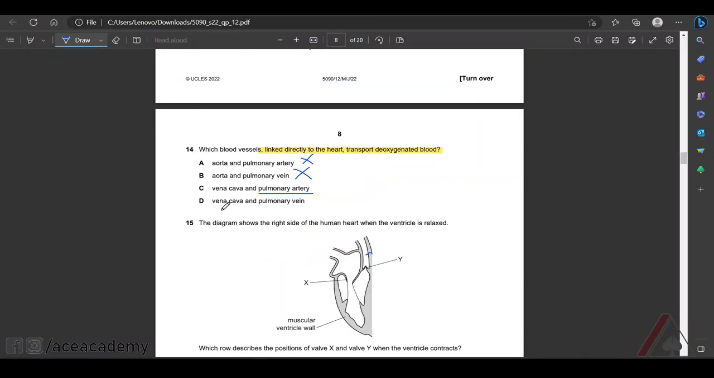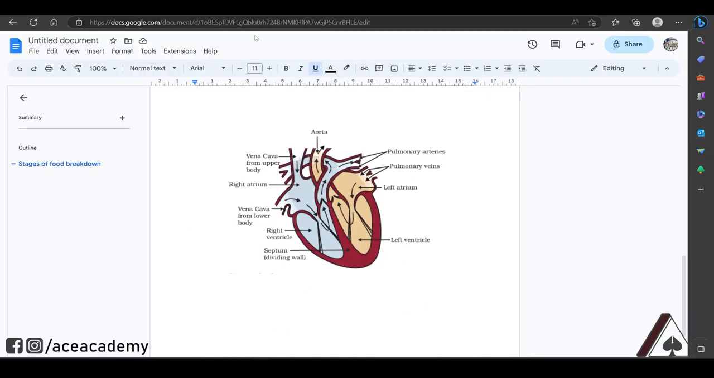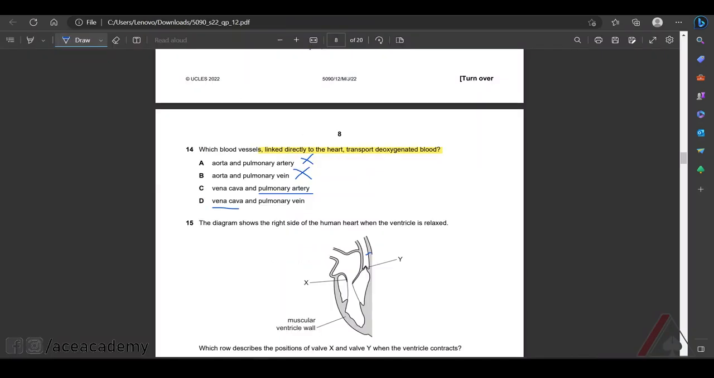But just to be sure, let's look at D. D says vena cava, which is right, and pulmonary vein. No, the pulmonary vein, as we can see, is in the yellow region. It carries oxygenated blood from the lungs. So our only correct option should be C.